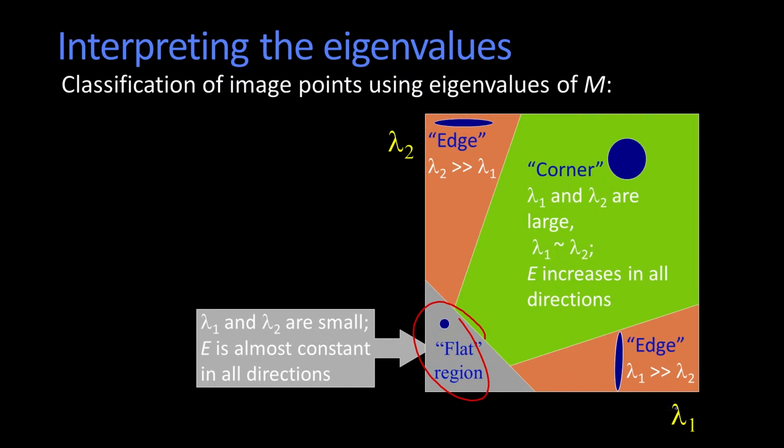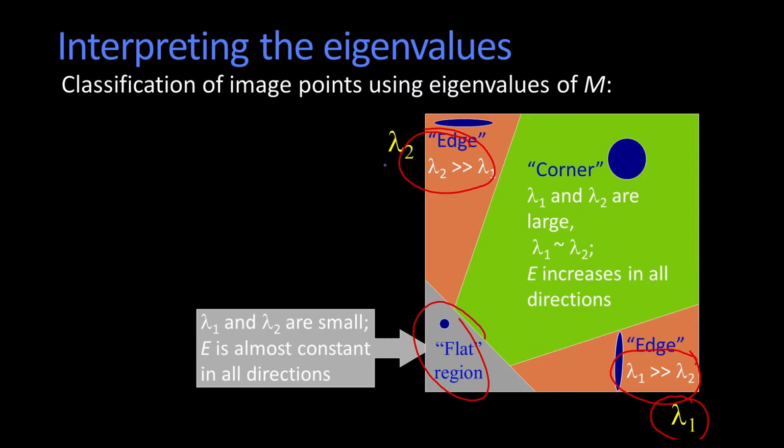Likewise, if I have just one of the eigenvalues large, that means there's some direction that it changes quickly. So if I move in that direction, I know things have changed. But if it's 0 in the other direction, I can move as much as I want. Remember, that's what happened along an edge. So when one eigenvalue is much, much bigger than the other, then you're along an edge here.